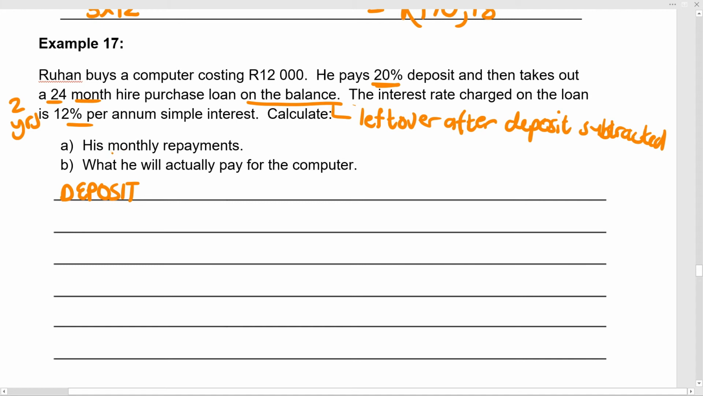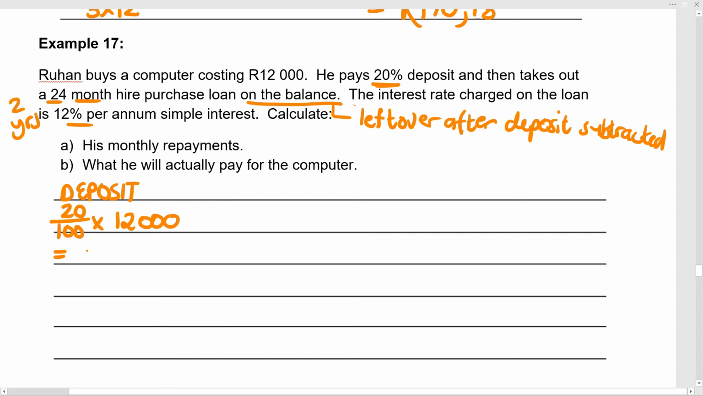Well, that's a very complicated question because I've got to do all of those steps that I showed you right at the beginning of the video in order to calculate monthly repayments. So let's start with taking this deposit off, which means we've got to calculate it first. Right, I'm going to say 20% of my 12,000.